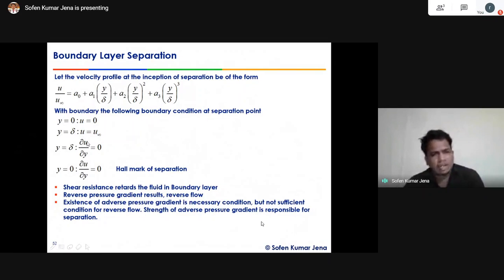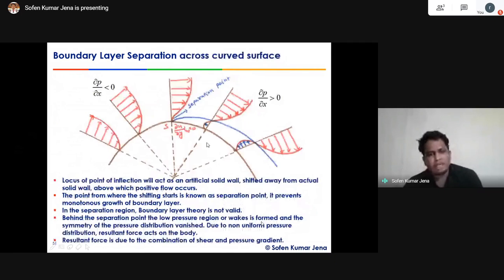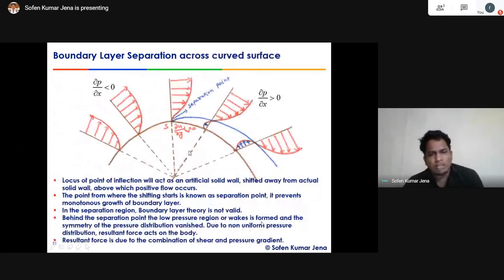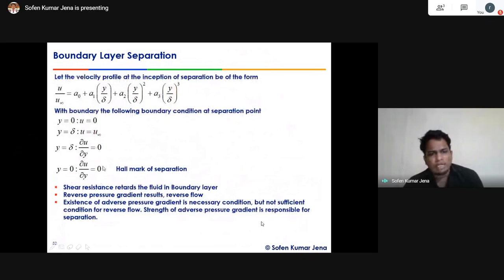Second, at y is equal to delta, del u by del y equals 0, meaning that at y is equal to delta, the shear vanishes. Then the separation has a new condition. At the separation point, at y is equal to 0, del u by del y becomes 0. Because of the separation there is no shear. This is the hallmark of the separation.